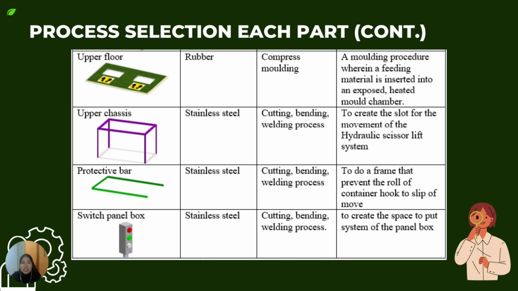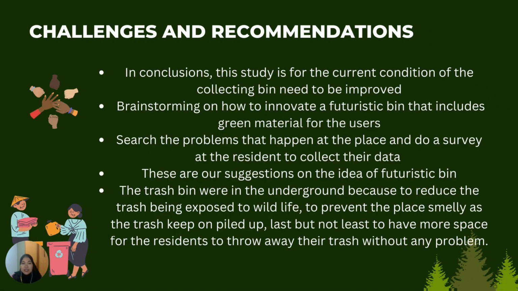The next is the upper chassis. Same as the lower chassis, it is stainless steel, and the process is cutting, bending, and welding. Then the protective bar, made from stainless steel, and the process is cutting, bending, and welding. And last is the switch panel box. It is made from stainless steel and the process is the cutting, bending, and welding process.